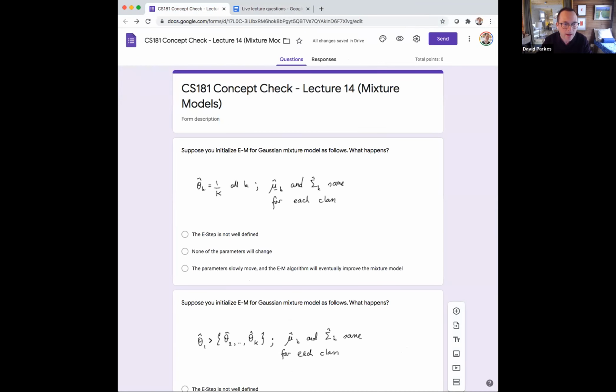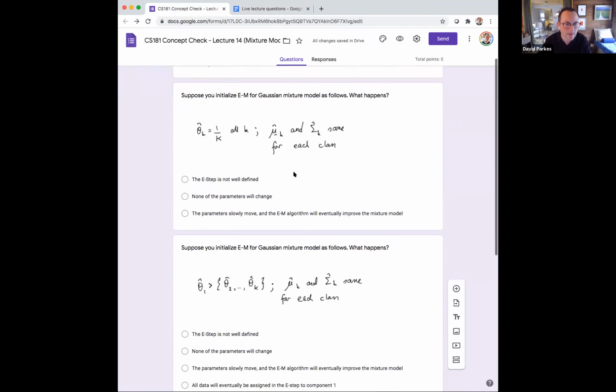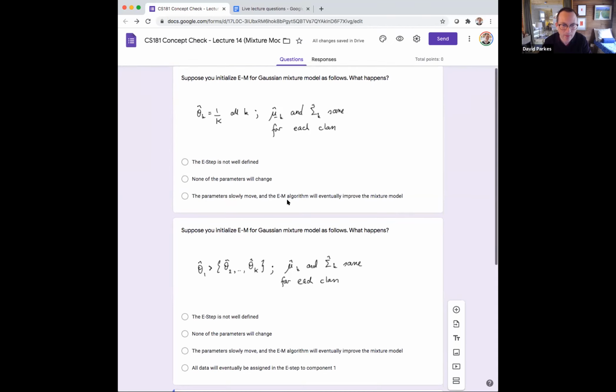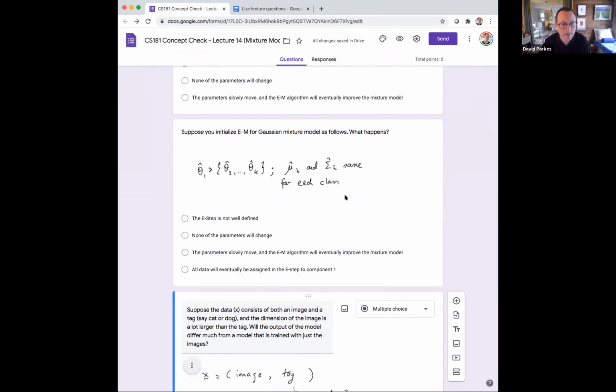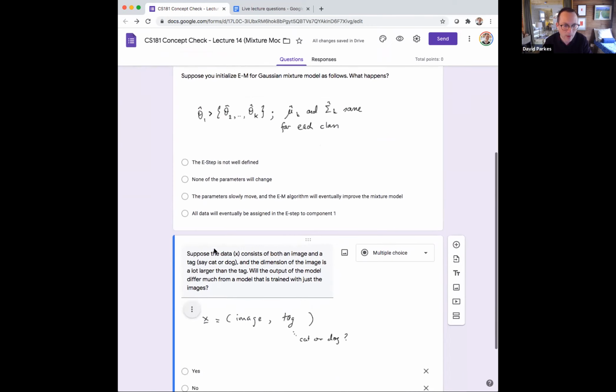So here's the concept check. Suppose you initialize EM for a Gaussian mixture model, like I said. One, the step is not well-defined. Two, none of the parameters will change. Three, the parameters will slowly move and the EM algorithm will eventually improve the mixture model. Suppose you initialize EM in the other way I described, where theta one is larger than the other thetas. One, two, and three are unchanged. Four, all data will eventually be assigned, in the E-step, to component one.